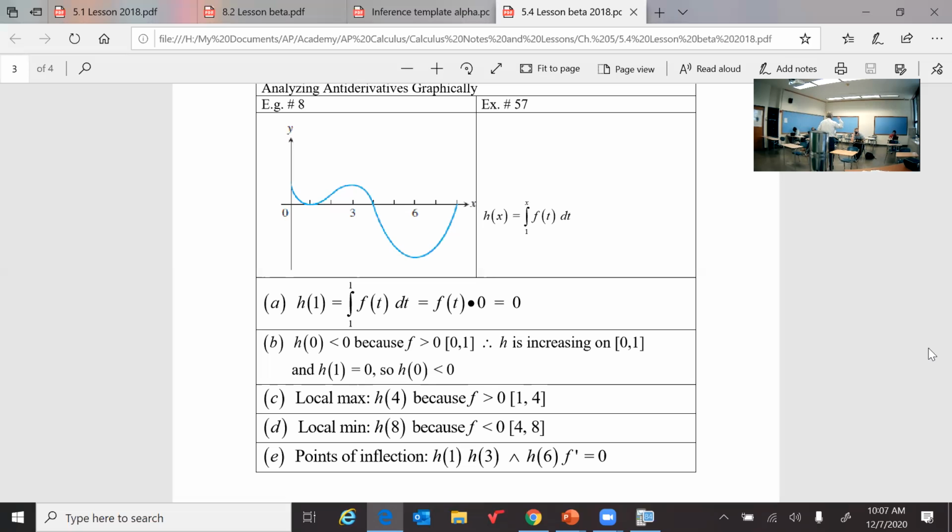We want the derivative of that graph to be 0. So the derivative of that graph would be 0 when you have a horizontal tangent. 1, 3, 6. Confirm the sign change: decreasing to increasing, increasing to decreasing, decreasing to increasing. Those are the inflection points.